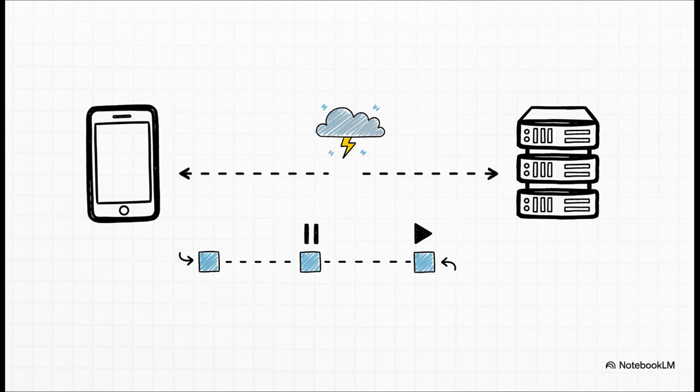So if your signal dropped, which it did all the time, WSP could just pause the connection and pick it right back up when the signal returned. You didn't have to start the whole thing over. That was absolutely essential back then.